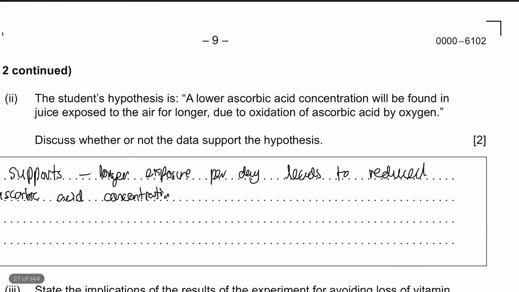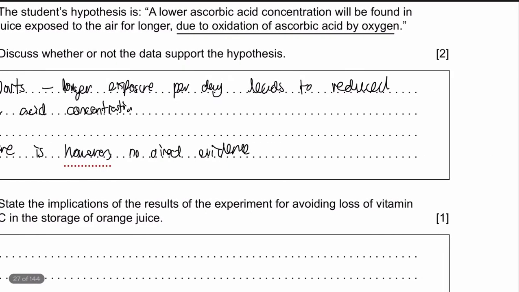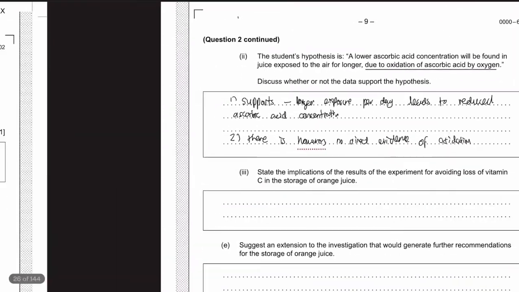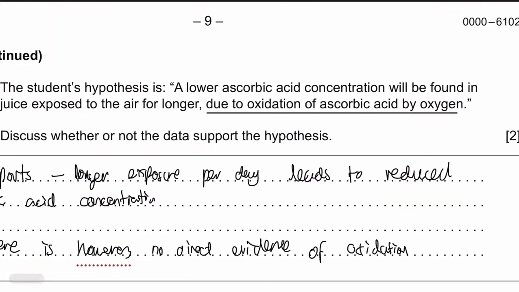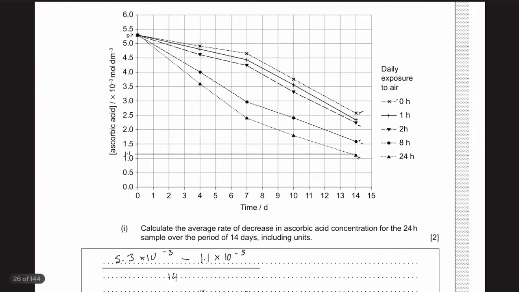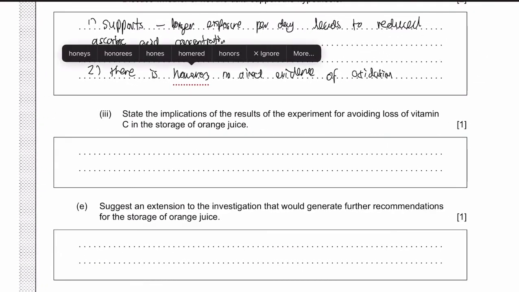But remember, the hypothesis is specifically due to oxidation of ascorbic acid by oxygen. So our point against is that there is, however, no direct evidence of oxidation of the ascorbic acid. We can see that it supports the first part, that a lower ascorbic acid concentration will be found in juice exposed to air for longer. But for the oxidation part, we have no evidence. We just see the concentration, so we can't comment on that. We can just say that there is no evidence for the second part.